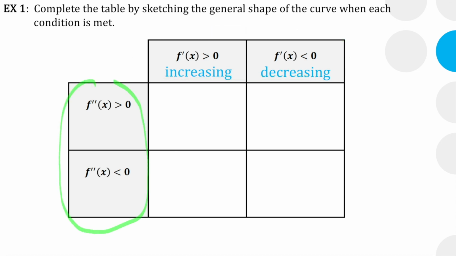Let's talk about the double derivative. If the double derivative is positive, the parent graph is concave up. If the double derivative is negative, the parent graph is concave down.